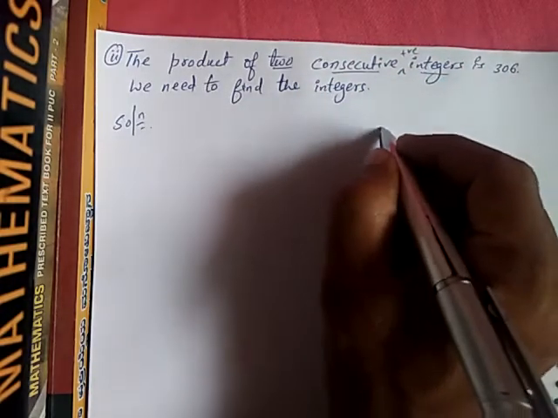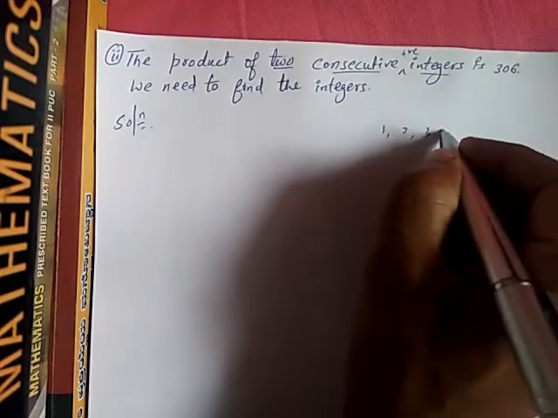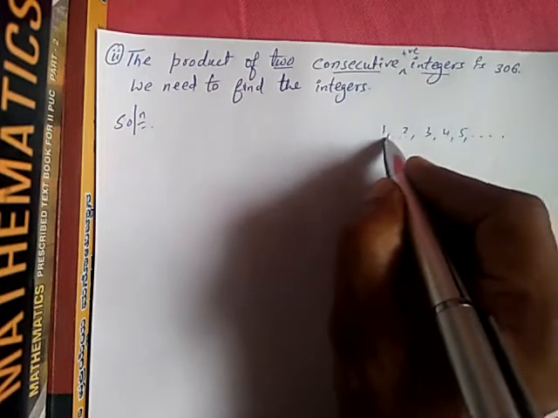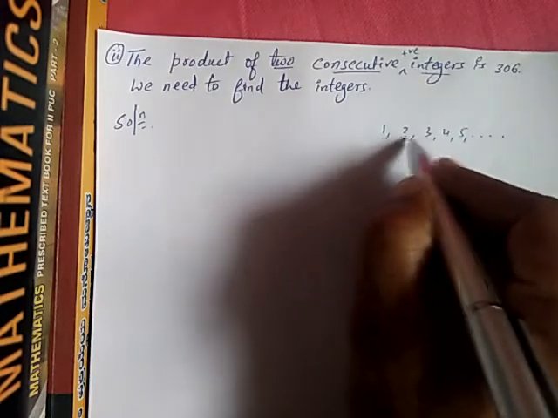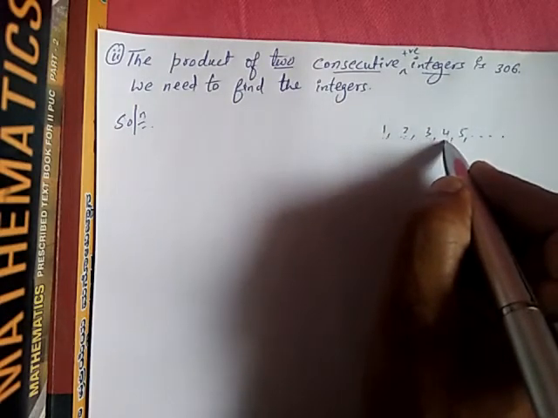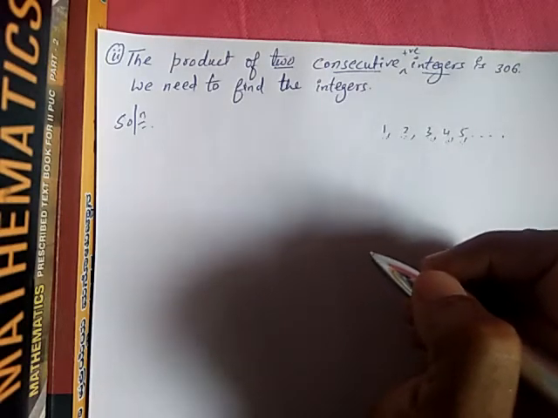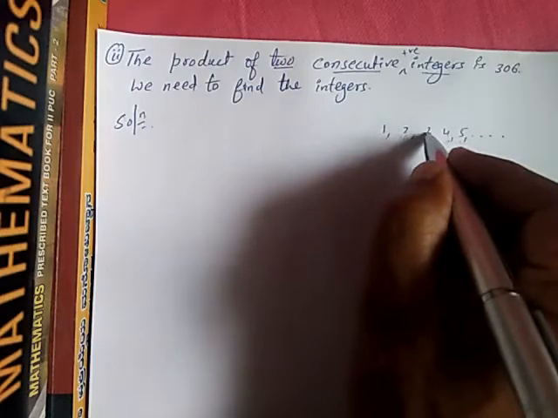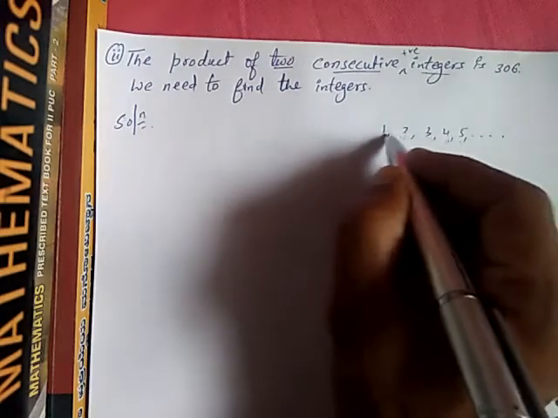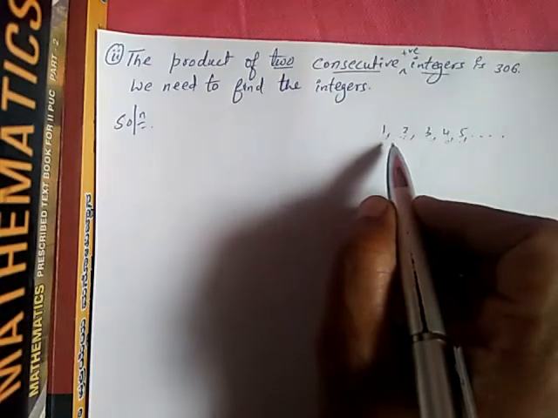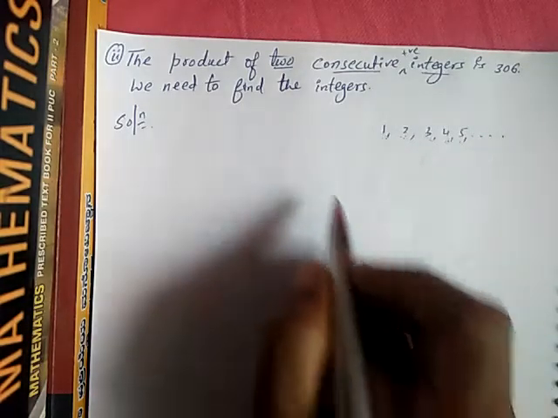Consecutive means 1, 2, 3, 4, 5 and so on. So 1 and 2 are consecutive integers, 2 and 3 are consecutive integers, 3 and 4 are consecutive integers, 4 and 5 are consecutive integers. You cannot say that 1 and 3 are consecutive integers because they are not 1 and the one after 1, but 1 and 3 are consecutive odd positive integers, you can say.